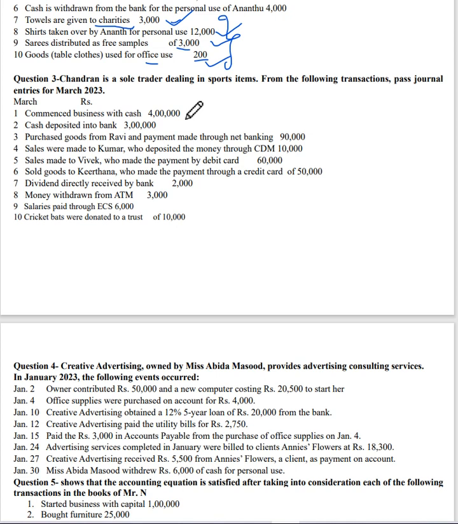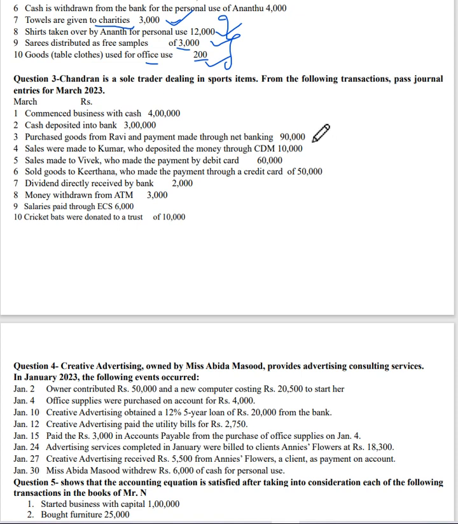So the two accounts here are the capital account and the cash account. The next one, cash deposited into bank. Hence here one is the cash account, the other is the bank account. The third one, purchased goods from Ravi and payment made through net banking.